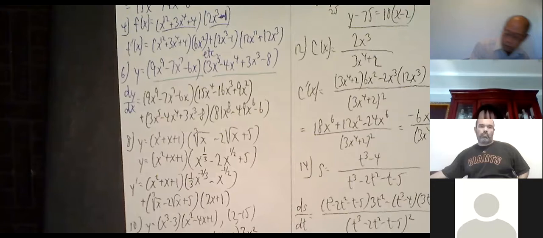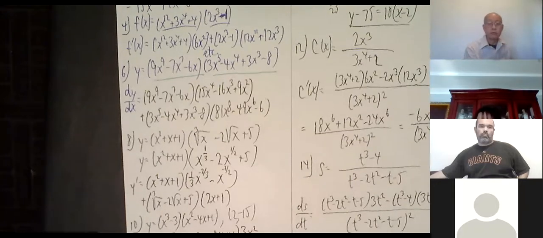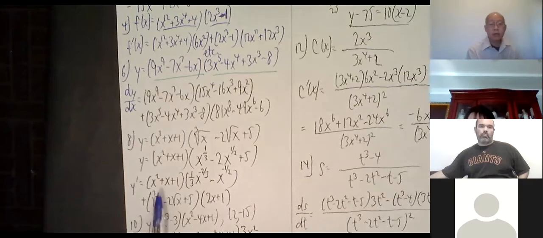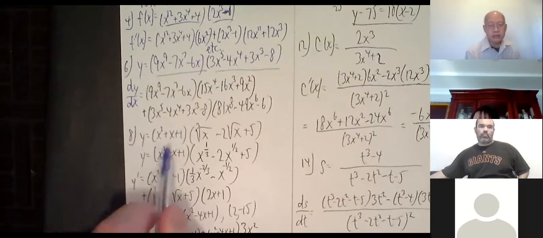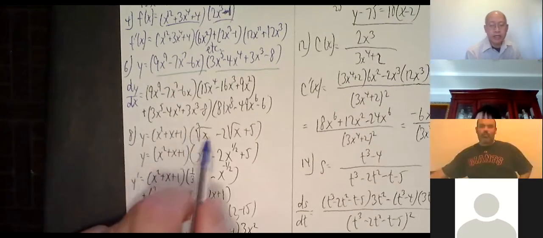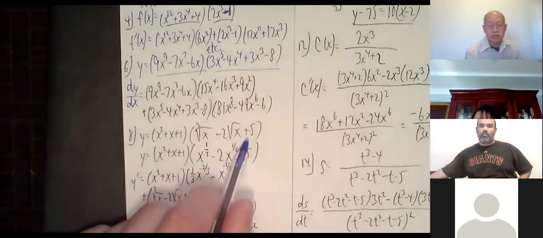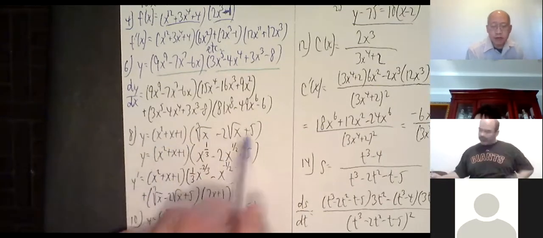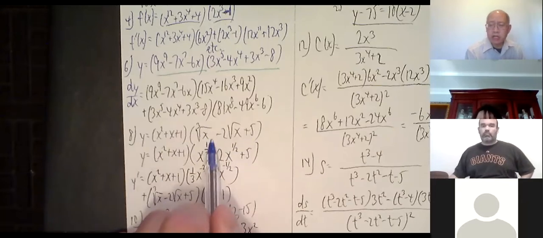Okay, so this is the product rule we're learning now. Okay, number 8. And it looks like my 8's not the same as your 8. X squared plus x plus 1, cube root of x minus 2 radical x plus 5. This one's already nice, but in order for me to differentiate, and you say, what does differentiate mean? Take a derivative. Okay, I want to take a derivative.